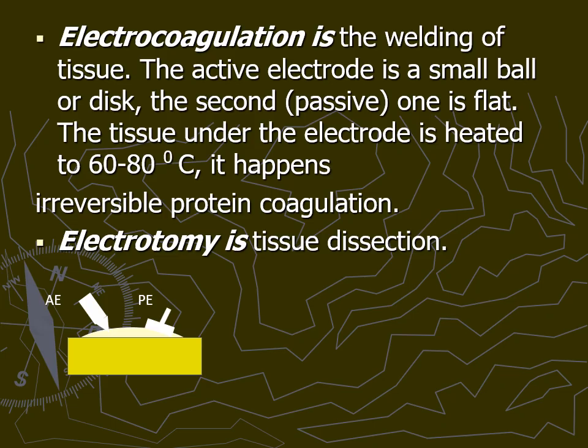And so, if this is electrocoagulation, then in this case, we have an electrode in the form of a small ball, and the passive electrode is flat, the area of which is quite large. If this is electrotomy, a tissue dissection, then we have an electrode in the form of a blade.